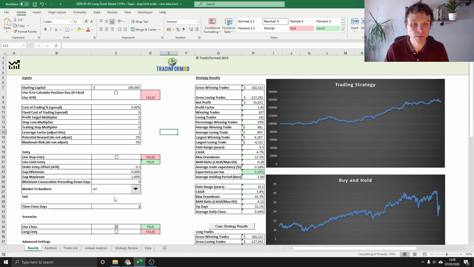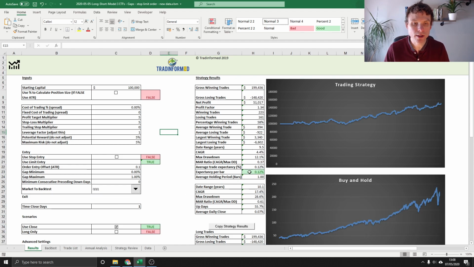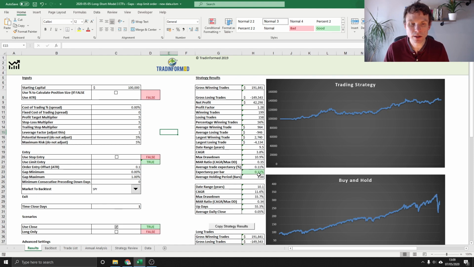Let's have a look at the Qs. You see not quite as high as XLF, but still significantly higher than the average daily close. And you can see over this time period, the Qs has mostly gone up. We've had 56% up days. And that is enough to give us a compound annual growth rate of higher than 17%. So there is a lot of up days, good up days to consider, and that is only an average of 0.07. So 0.12 is pretty decent. Let's have a look at the SPY. Again, we've got a green here. We've got expectancy per bar roughly double the average daily close.